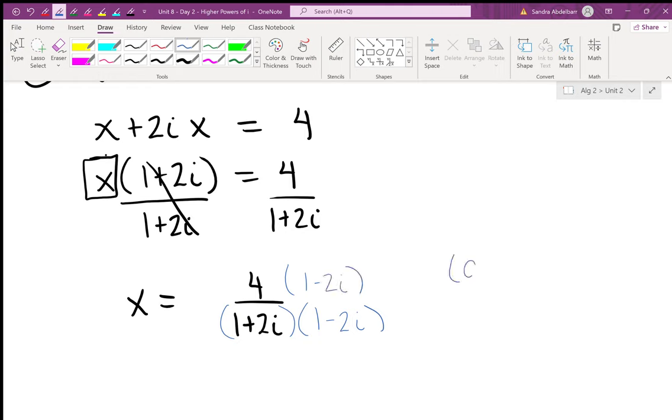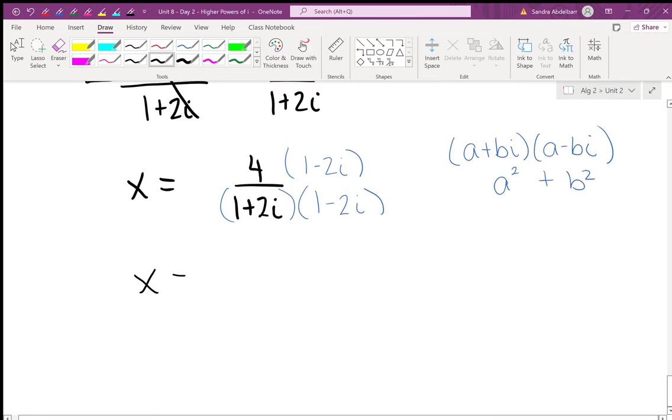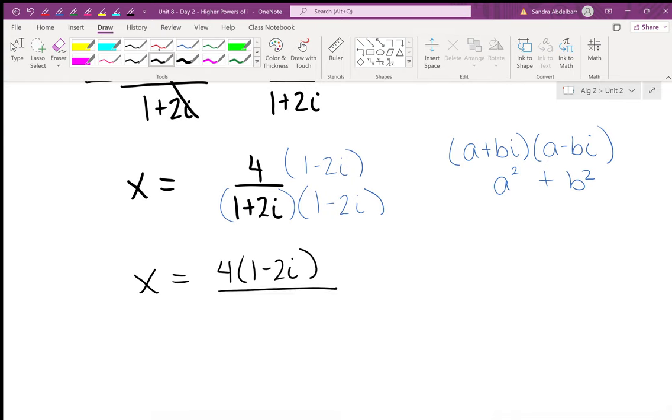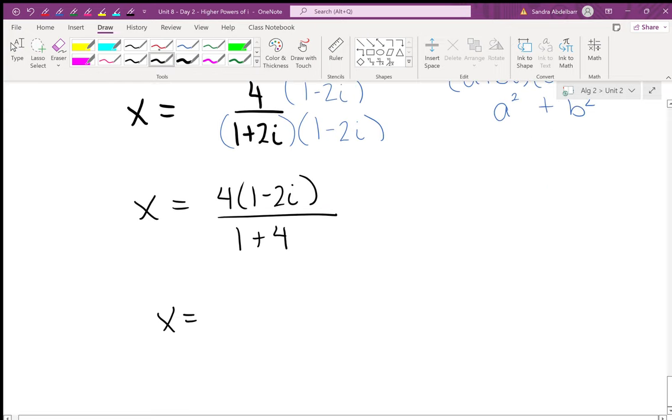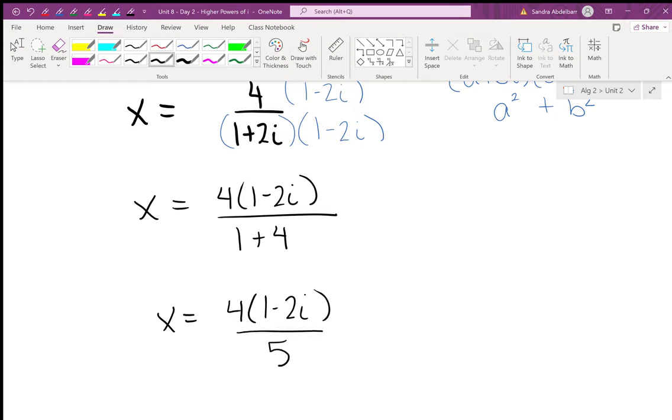Now remember, when you have a plus bi times a minus bi, our product is not a squared minus b squared. What's our product? A squared plus b squared. So we're going to end up with x is equal to 4 times the quantity of 1 minus 2i over a squared is 1, our b squared is 4. So we're going to end up with x equals 4 times the quantity of 1 minus 2i over 5. You can leave it like this. You can distribute it in. I don't really care. And here we are.